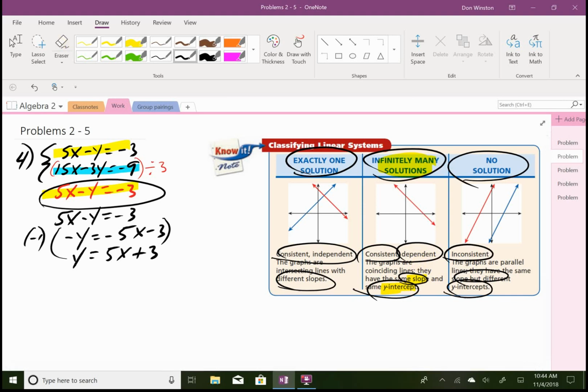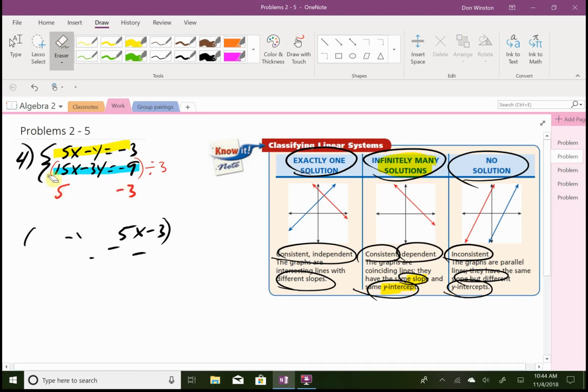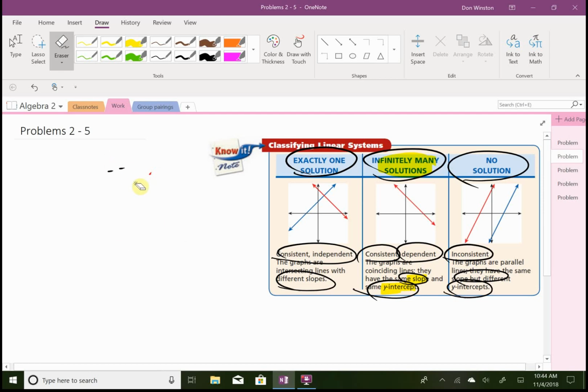Okay, so that was number 4. Let's go ahead and take a look at number 5 here. So we'll do number 5 and see what we get. So number 5, we have 8x plus 12y equals 60, and then 2x plus 3y equals negative 24.